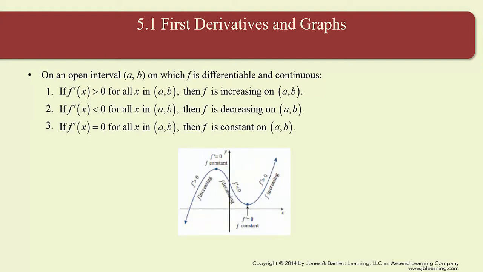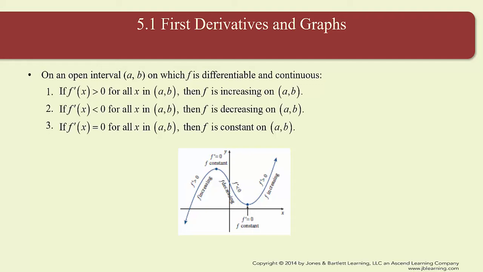The blue graph is the graph of some function. So you can see where the function is increasing, where it's decreasing, and the sign of the derivative. The derivative is positive, the function is increasing. The derivative is negative, the function is decreasing. And where the derivative is 0, the function is momentarily leveled off, or we say it is constant.